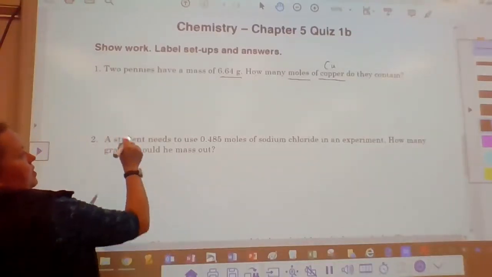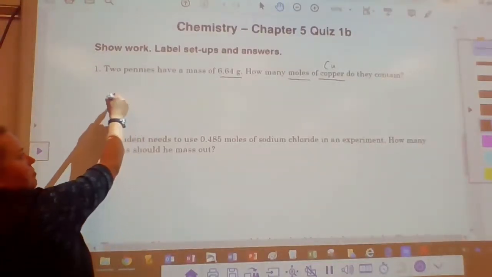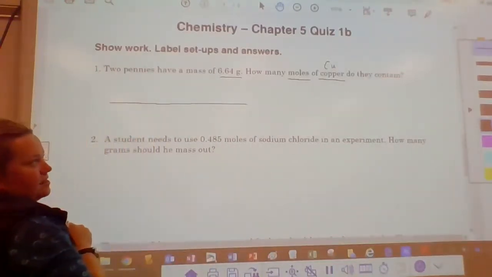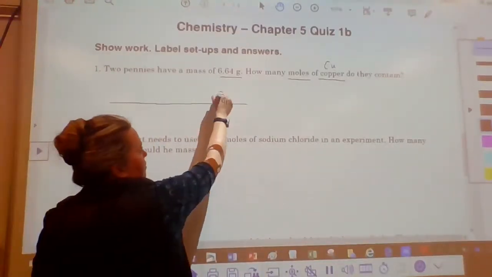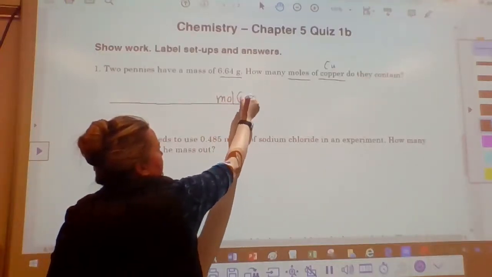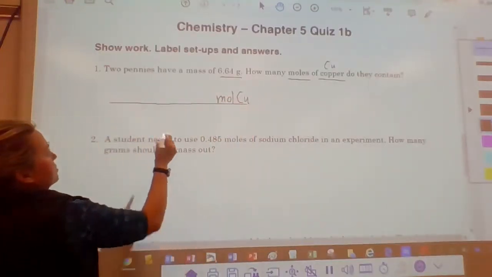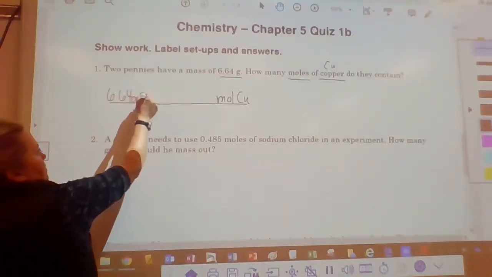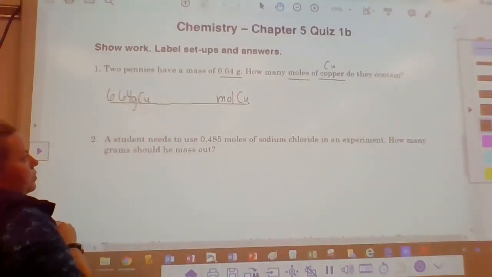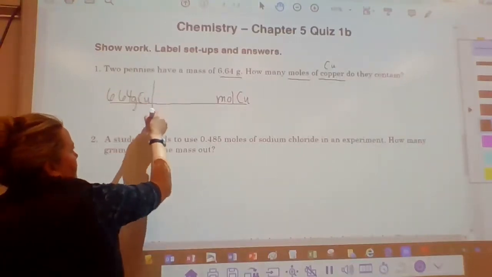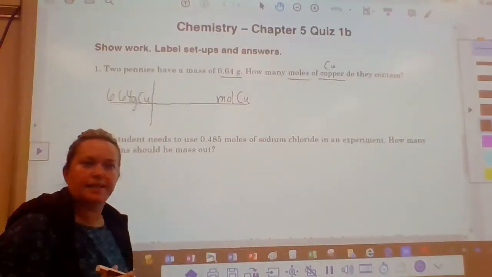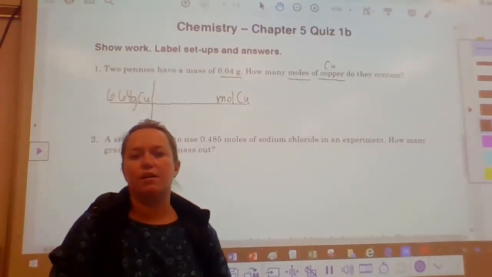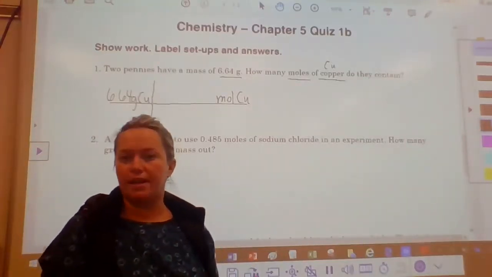So we're going to start with, since I know I'm converting, I'm going to draw a long line. I'm going to put at the end of the line the units I'm looking for, which is moles of Cu. Then I'm going to start with the given information. 6.64 grams of Cu. Do I know a way to get from grams to moles? Yes. The periodic table has a lot of information on it. One of the things on it is the molar masses of all of the elements.